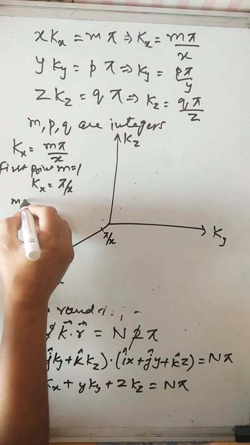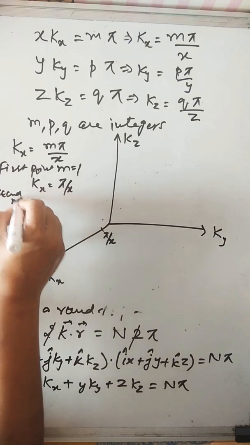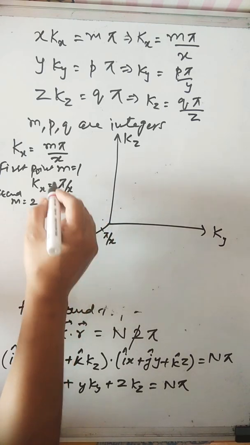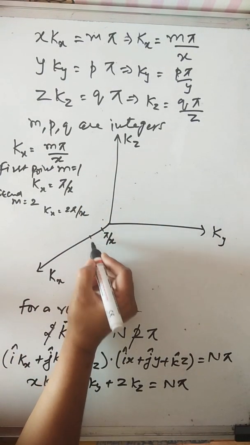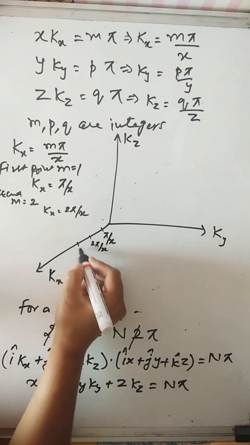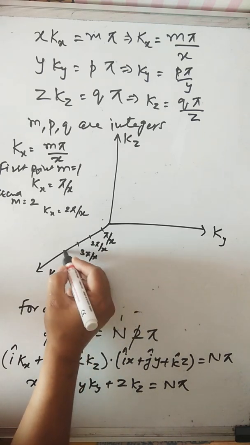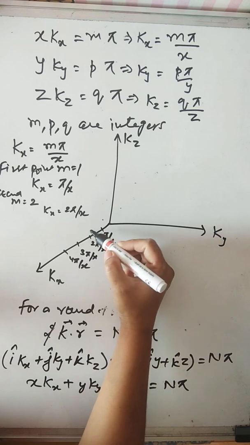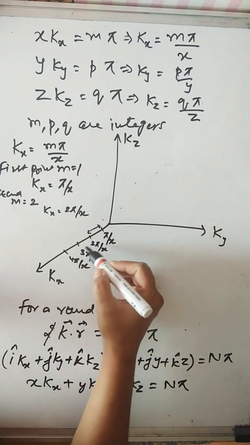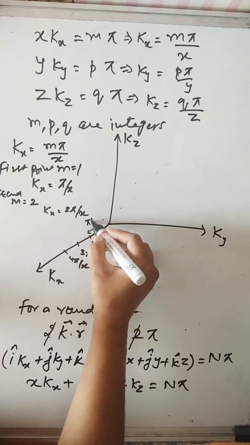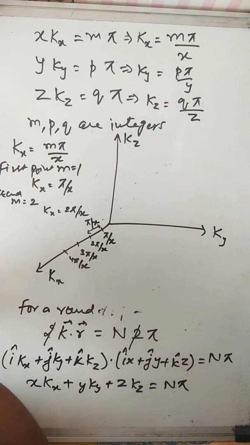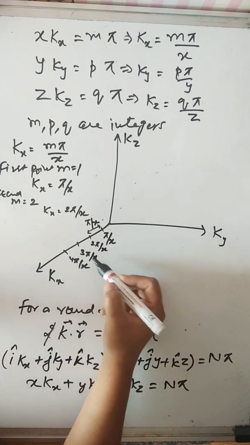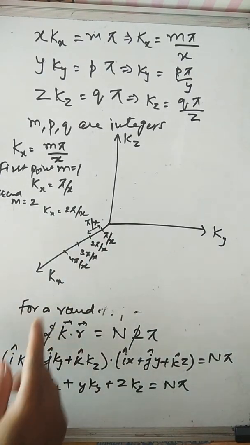For the second point, I have to put 2, and the value I will get will be 2 pi by x, because instead of m I will be putting 2. So let this be the second point, 2 pi by x. Simply I will get the third point as 3 pi by x, the fourth point as 4 pi by x, and so on. But now what we see: the distance between two consecutive points is pi by x. Between 2 pi by x and pi by x, the difference is pi by x. Between 4 pi by x and 3 pi by x, the difference is pi by x. So the smallest distance between two points is pi by x.